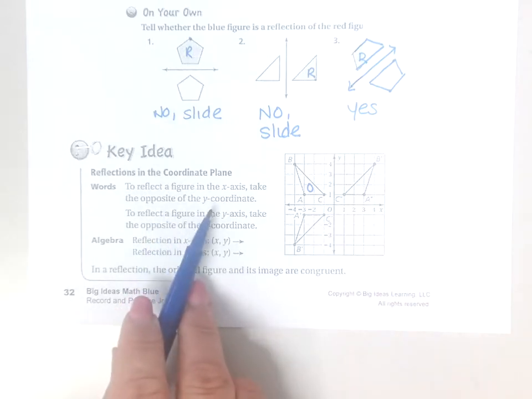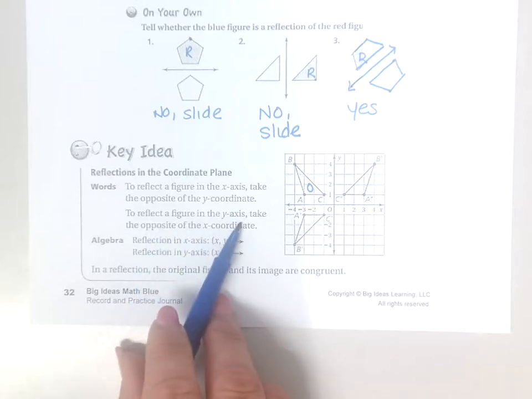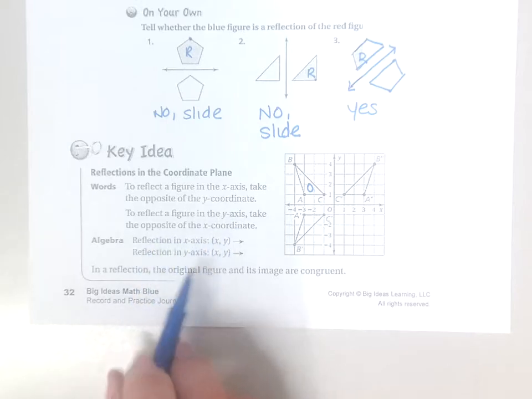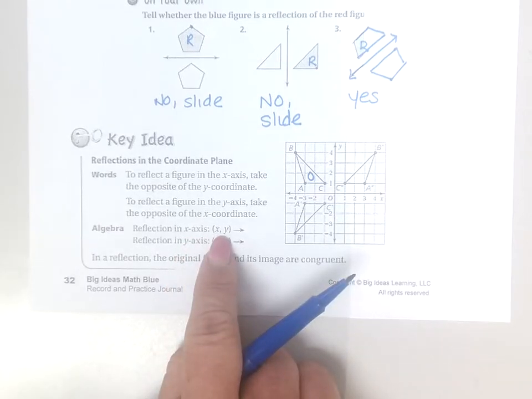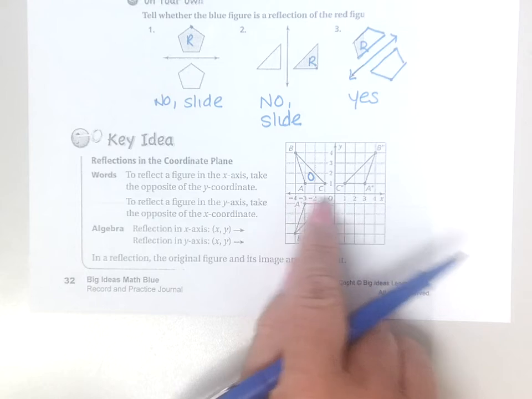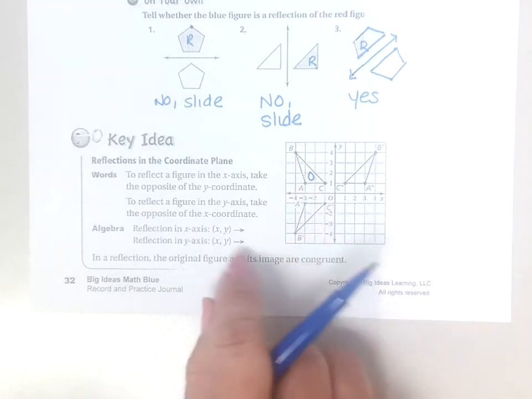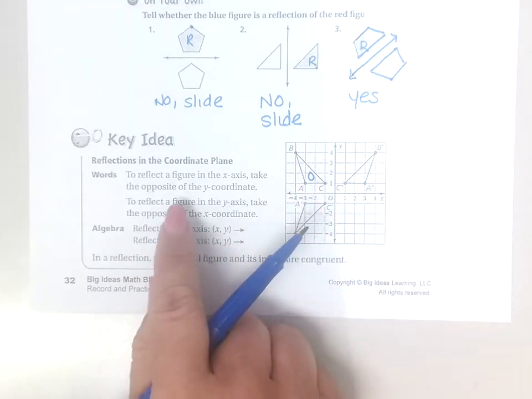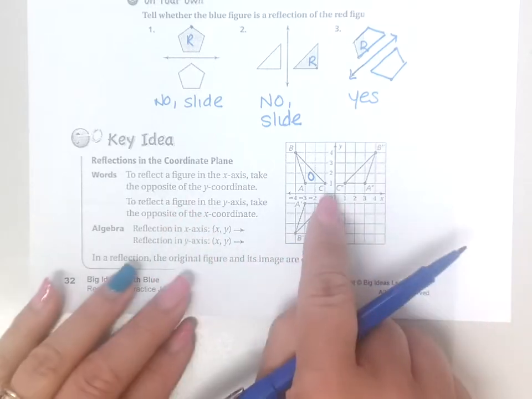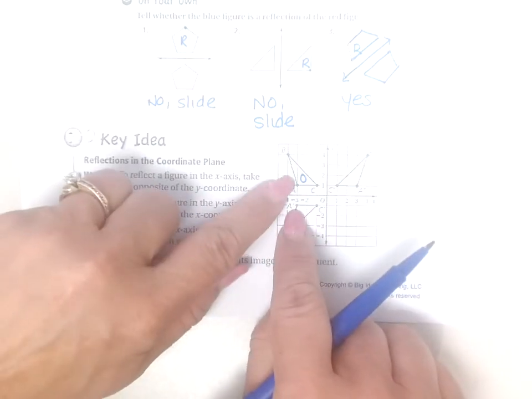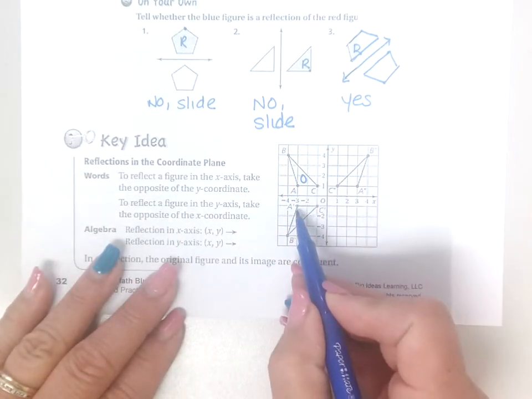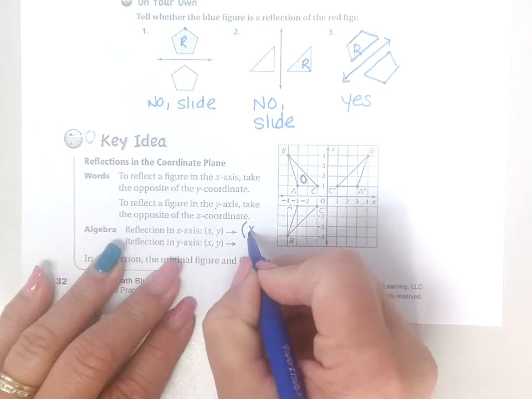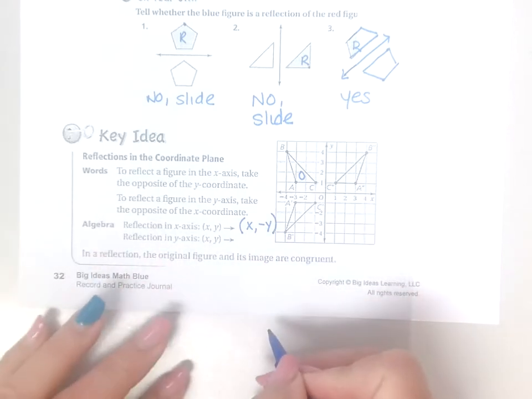So to reflect an image in the x-axis, you're going to take the opposite of the y-coordinate. To reflect a figure in the y, you take the opposite of the x. So here's what it looks like. If I have the coordinates, whatever they happen to be, so let's say that the a was -3, 1. What happens is you take the same x, because notice that if you're flipping over the x, the x's are the same, but the y's are different. This one is a positive one, and this is a negative one. So what happens is the x stays the same, and it's the opposite y.